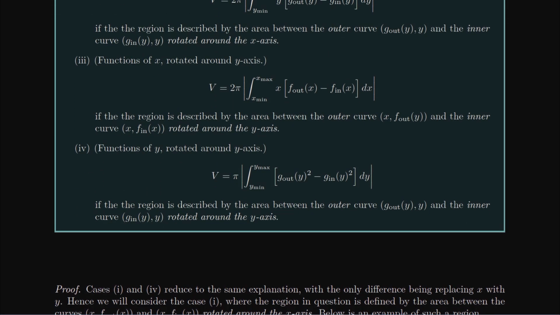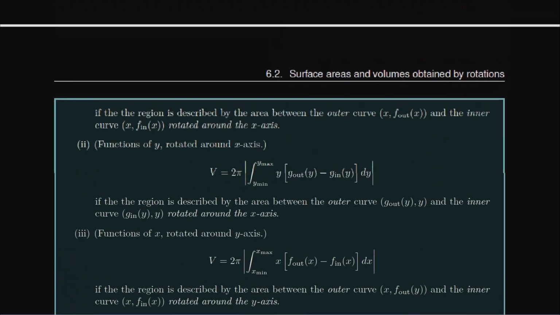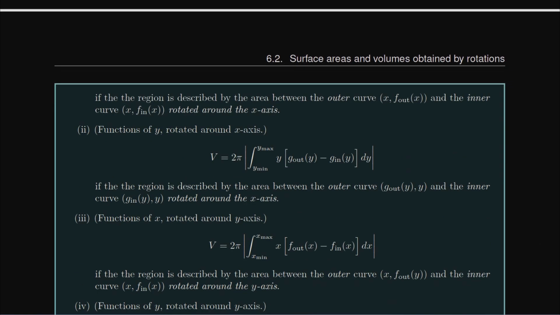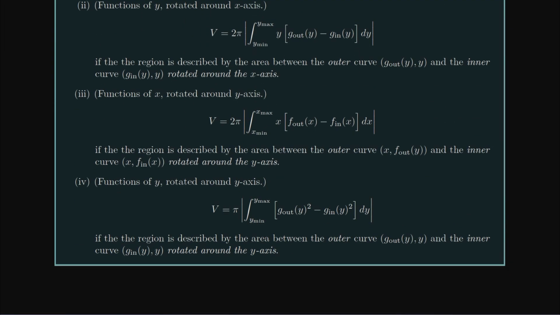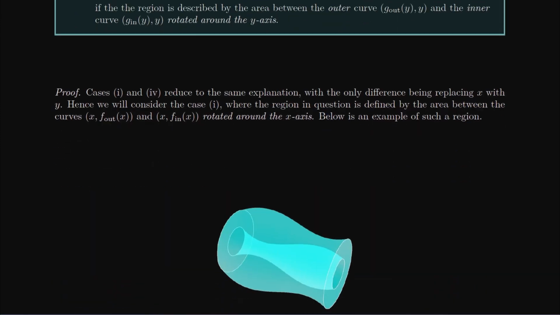Now it turns out that cases 3 and 4 are just the other swapped x and y versions of this, the same way we had swapped x and y versions for surface areas earlier. So they're all basically the same as long as you pay attention to which case you're in. You have a function of x rotated around a specific axis, or a function of y rotated around a specific axis. Just find your specific case and you'll have the right formula here.